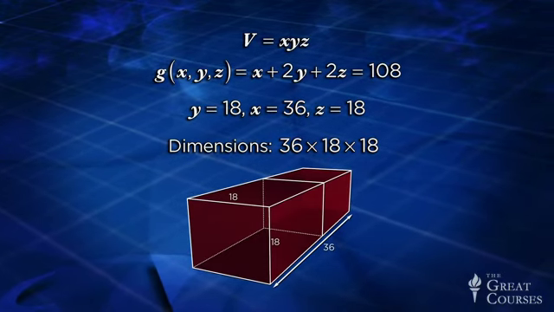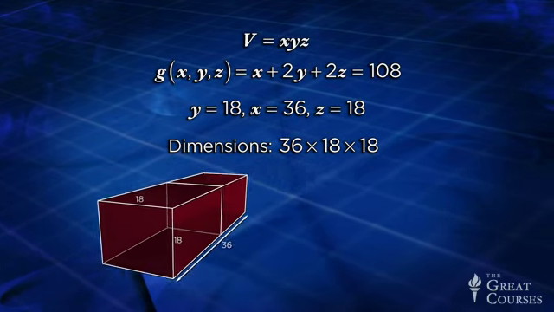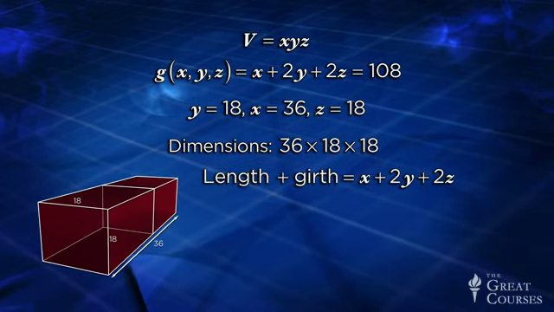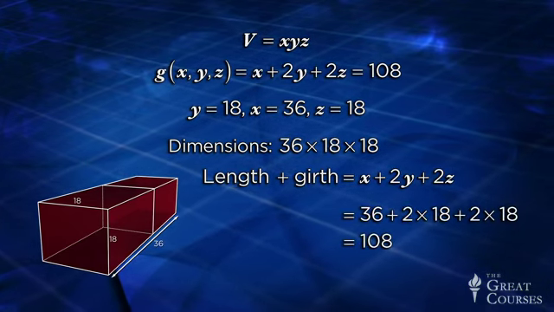And you can check your answer. It fulfills the constraint that the length plus the girth, x plus 2y plus 2z, indeed is 108.